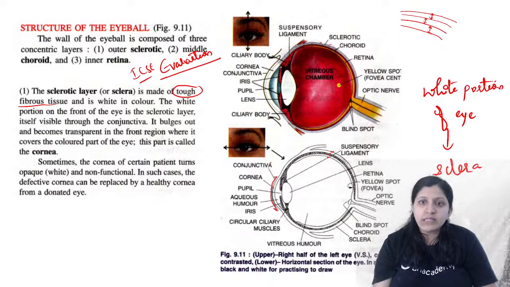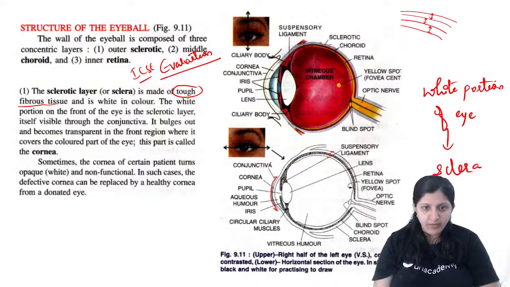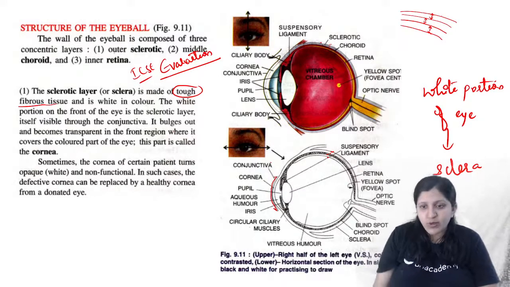So you can see this white part is there, and it is bulging, and then it has become a transparent one. This part is called the cornea. So let me just draw this one. Maybe I can explain it to you here itself.